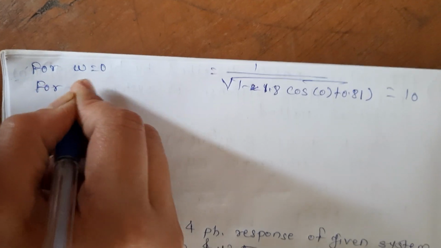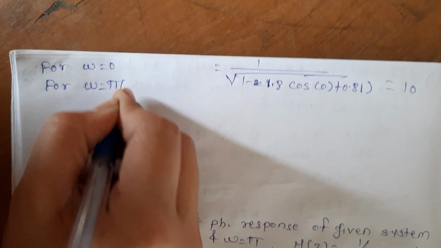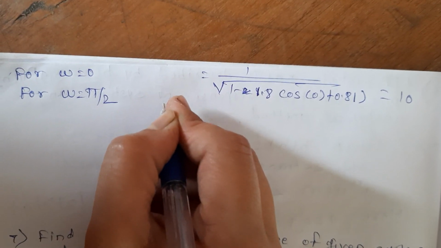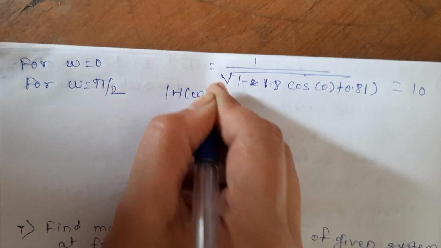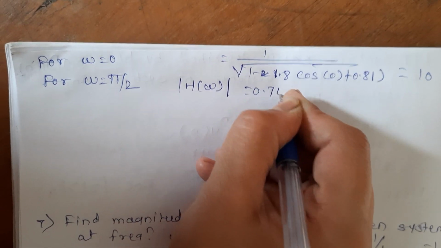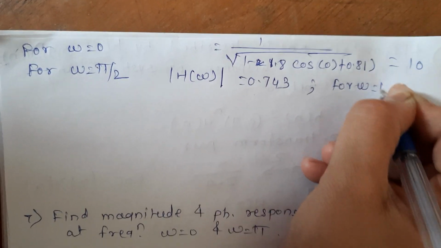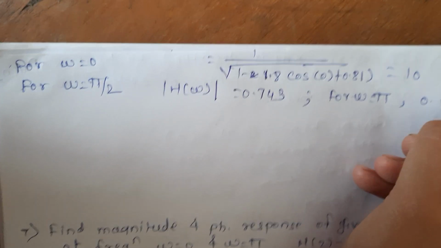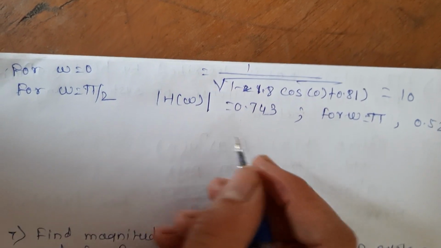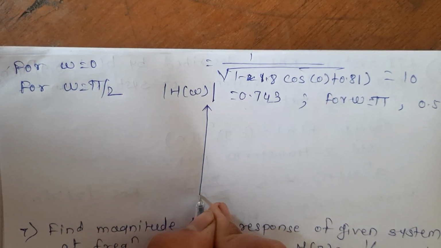Now for omega is equal to pi by 2, we substitute these values and we get the answer H of omega as 0.743, and for omega is equal to pi we get the answer 0.52. So for that we draw the graph here.